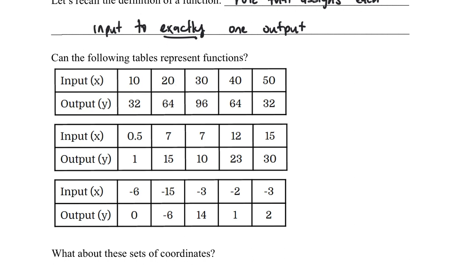Here, I notice that all my inputs are different. That is an immediate indication that this can be a function. It doesn't matter that 10 has an output of 32, and so does 50. 20 has an output of 64, and so does 40. That's fine. What I don't see is the same input with multiple outputs. So we would say yes, because each input has exactly one output.